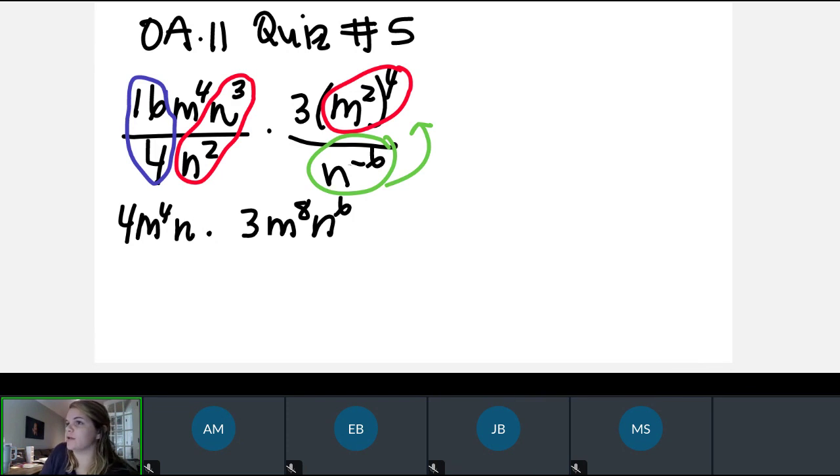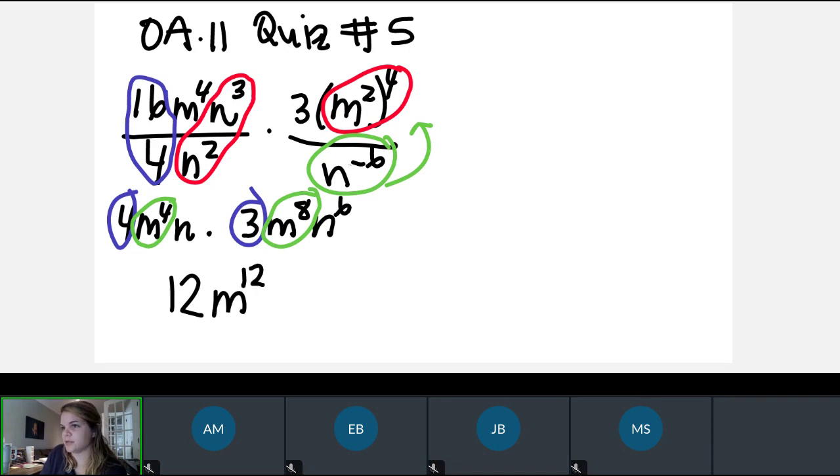Now this is just multiplication. So I'm going to multiply 4 times 3, which is 12. Then I've got m to the 4th times m to the 8th. When I multiply terms, I add the exponents. So m to the 12th, and then this would be n to the 7th. Don't forget that this still has a 1, so 1 plus 6 is 7.